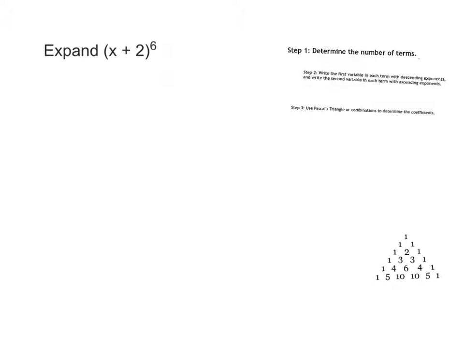Now I want to look at how I would expand (x + 2) to the power of 6. So I don't want to do (x + 2) times (x + 2), and then multiply that by (x + 2), and then multiply that answer by (x + 2), and then multiply that answer by (x + 2). I think that was six (x + 2)'s, but I don't want to do all that. I just want to use this pattern.